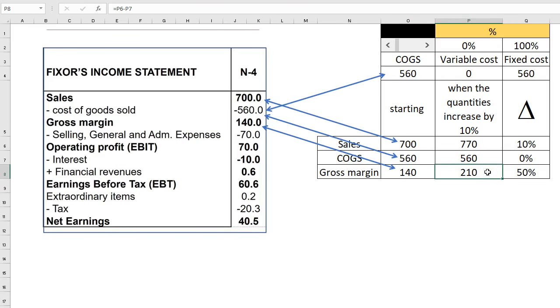Then you note that the gross margin represents 20% of your sales, because if you multiply the gross margin by 5, then you get the sales. So when the sales increase by 70 and when the gross margin increases by 70, that represents in fact the same increase in absolute terms, but in percentage, because the gross margin represents only 20% of the sales, the gross margin will increase 5 times more than the sales, so it will increase by 50% instead of 10%. That's a leverage phenomenon.